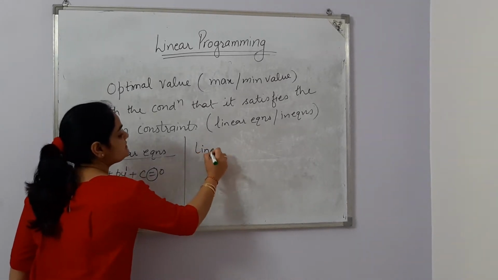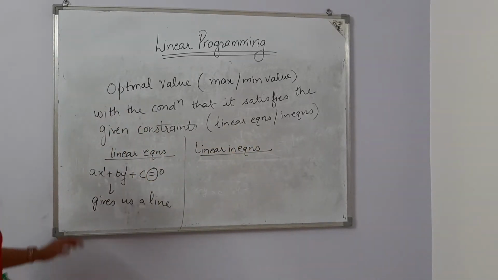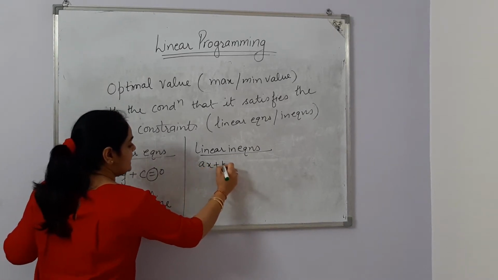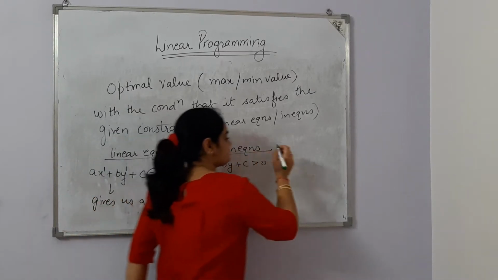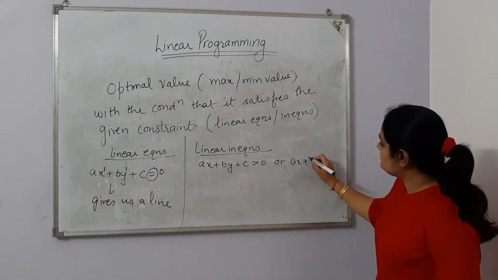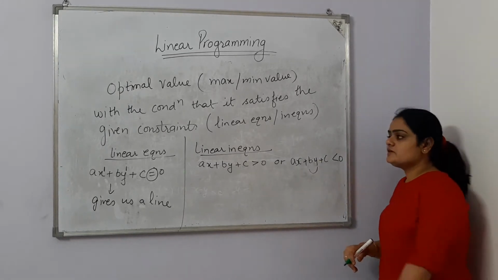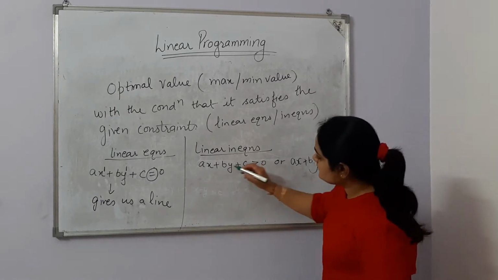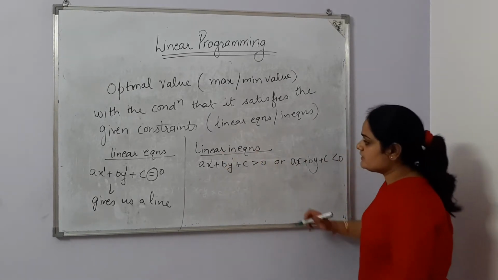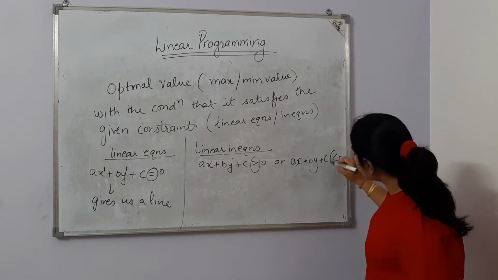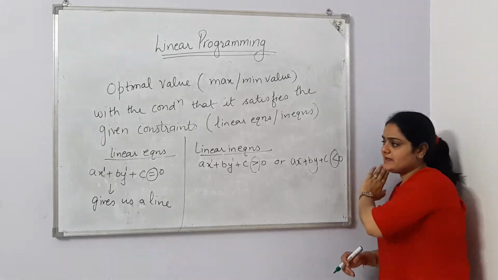Now another topic is linear inequations. Linear inequations are in the form of ax plus by plus c greater than 0, or ax plus by plus c less than 0. These are called linear because the powers of x and y are 1. But why are they called inequations? Because there is an inequality sign. There is no equality sign, only a greater than or less than sign.